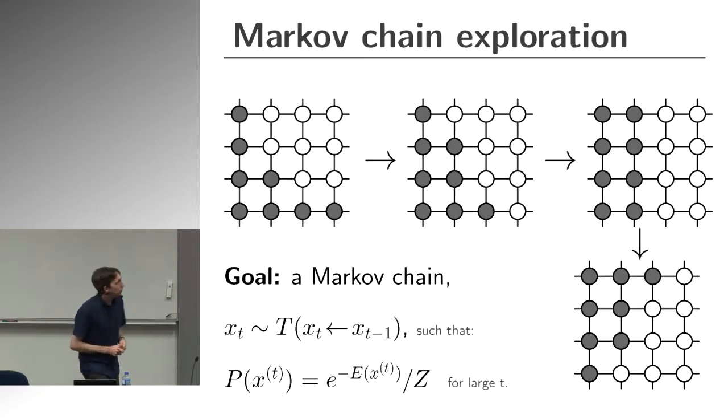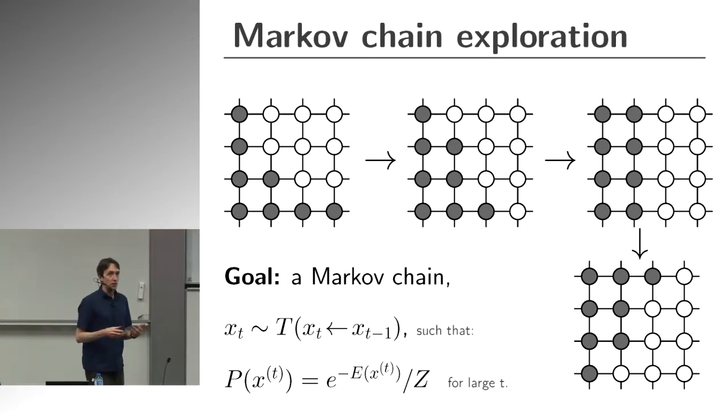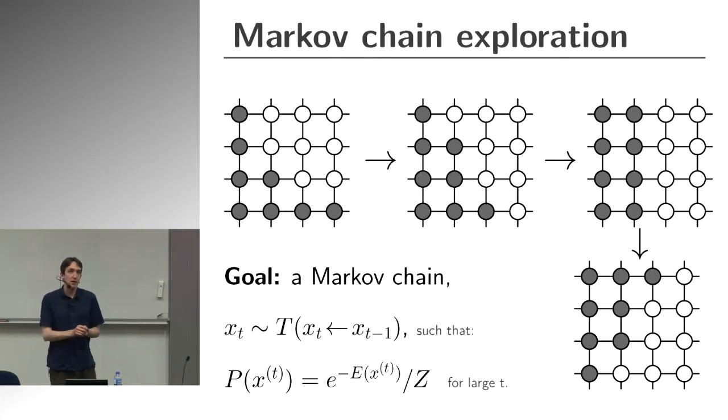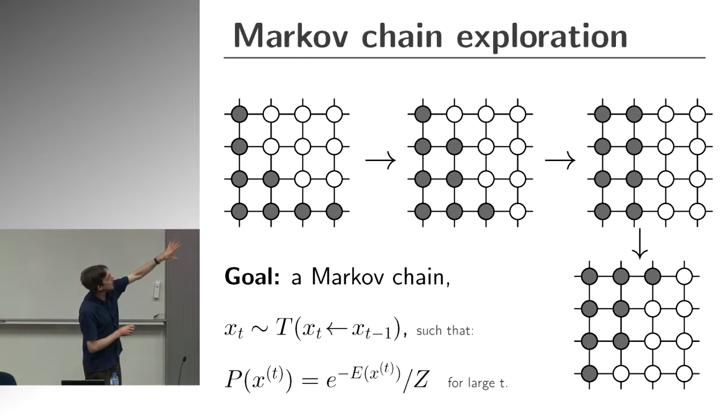And what it aims to do is construct a Markov chain. So that's a type of process where the current state only depends on the previous state and you don't care how you got there. So you get an image, you mutate it, and then to get the next image, you just mutate the current image and you don't care about how you got to the current image.